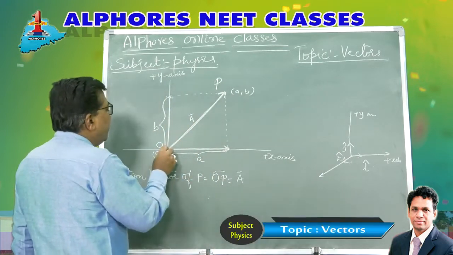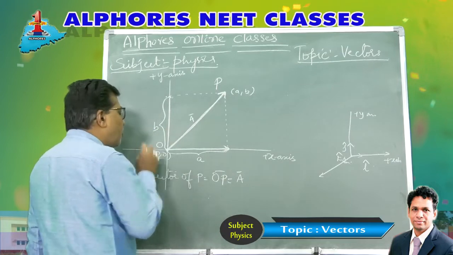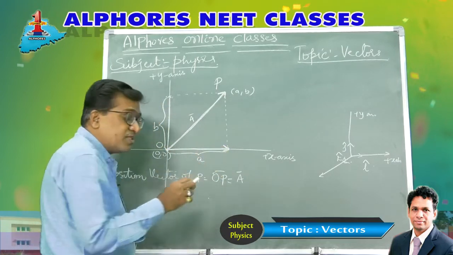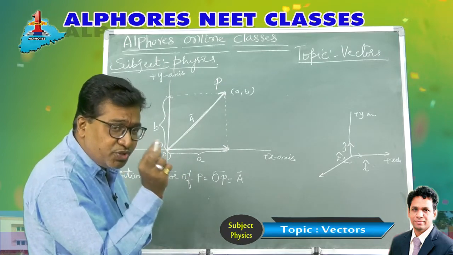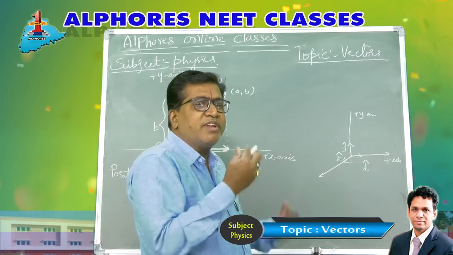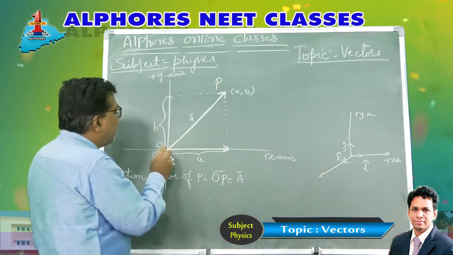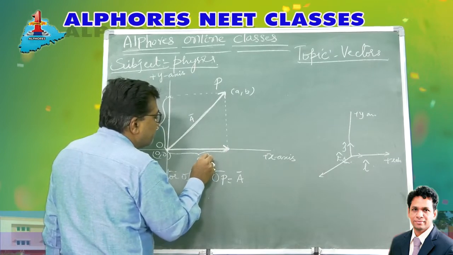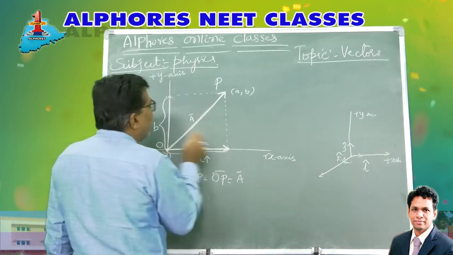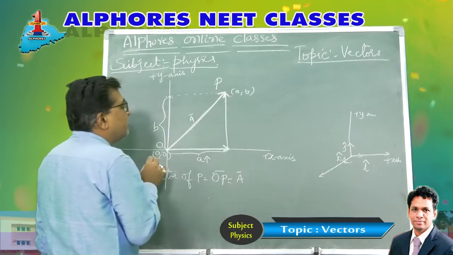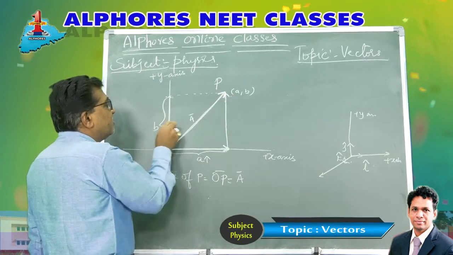So to reach point P from O, I have to travel a units along the x-axis. Along the x-axis, the unit vector is i cap. So I have to travel a units, so the vector along the x-axis is a i cap. Later, I move parallel to the y-axis. To reach point P, I have to travel parallel to the y-axis. Now b units, so this is equal.